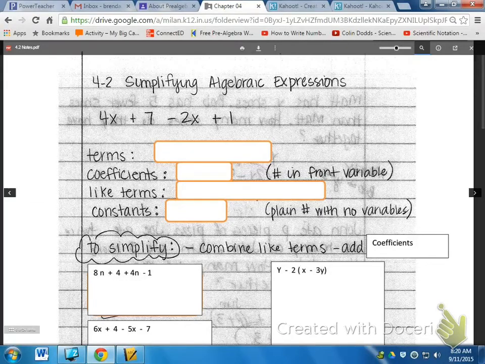Lesson 4.2, simplifying algebraic expressions. So first of all, we've got to figure out what algebraic expressions are. They are combinations of numbers and variables and math operations. So what I have listed there, 4x plus 7 minus 2x plus 1, is definitely an algebraic expression.